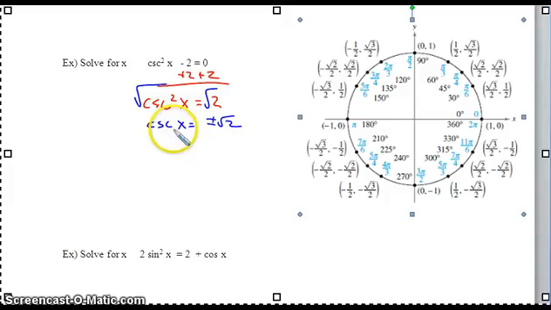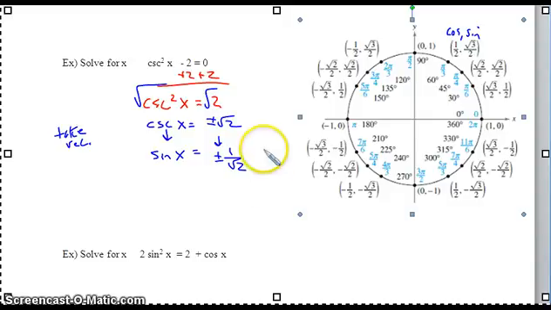Now here's the problem that I run into. Cosecant is not on my unit circle. Remember, this is a cosine, comma, sine value. But I do know that the reciprocal of the cosecant is the sine. So if I take the reciprocal of this side, I've got to take the reciprocal of this side also. Well, the reciprocal of plus or minus the square root of 2 would be plus or minus 1 over the square root of 2. Now, this is not on my unit circle, 1 over the square root of 2.